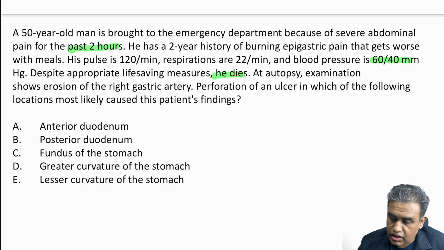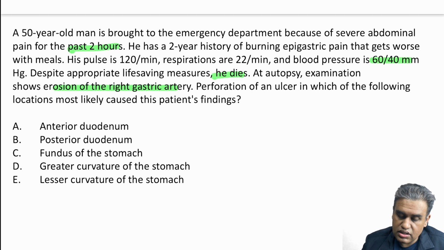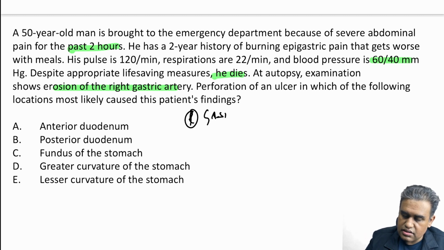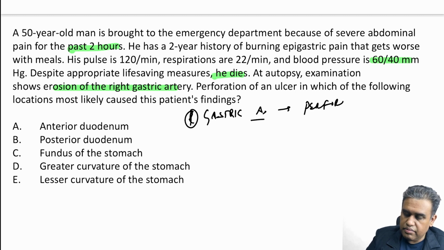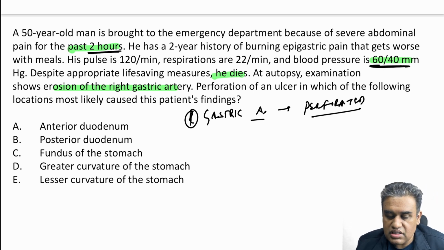Sorry to hear that. At autopsy, examination shows erosion of the right gastric artery. Points towards the gastric ulcer, right? Perforation of an ulcer in which of the following locations most likely caused this patient's finding? So, erosion happened in the region of the right gastric artery, and that actually perforated, and that led to so much bleeding in just 2 hours, BP going down, and the patient was unable to live. It could not be saved.